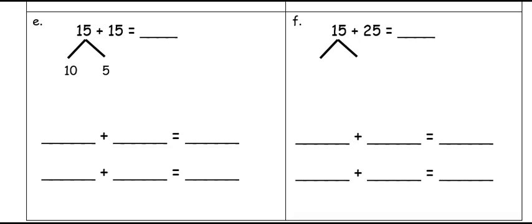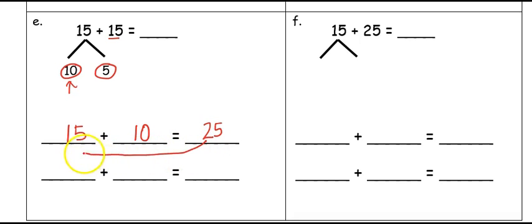Here are a couple more examples. This time I'm adding 15 plus 15. So I've taken the first 15 and I've used a number bond to break the 15 into 10 and 5. So I'm going to start by adding my 10 to 15. So 15 plus 10 equals 25. Now we're going to take that 25 and show how we add the ones to 25. So now I have to add 5. 25 plus 5 equals 30. That tells me that 15 plus 15 equals 30.